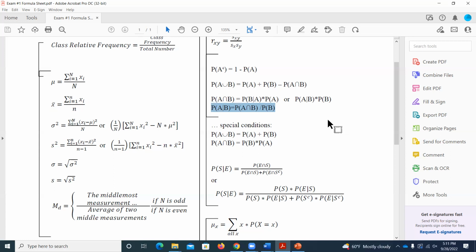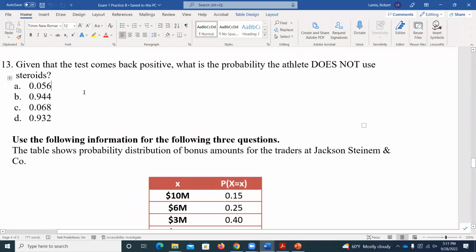So then the result is 0.563. So we go back and hopefully that's one of the answers. If I round it to the third decimal, 0.056.